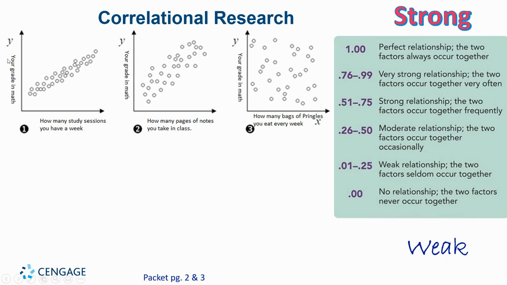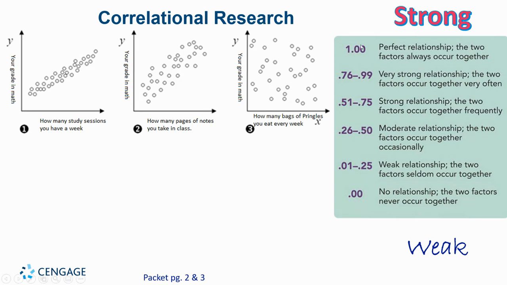The example here is your grade in math versus how many study sessions you have. And you can see that the more study sessions you have, the higher your grade in math tends to be. In the second graph, you can still kind of see that there is a correlation there just by looking at it, but that is not quite as tight. The line is not quite as obvious. And so you can see that the correlation would be a little bit weaker here.